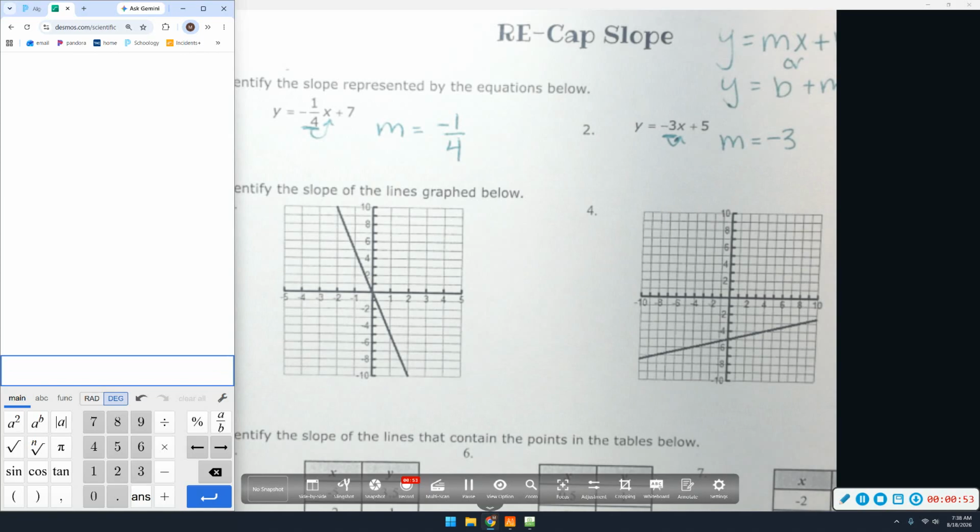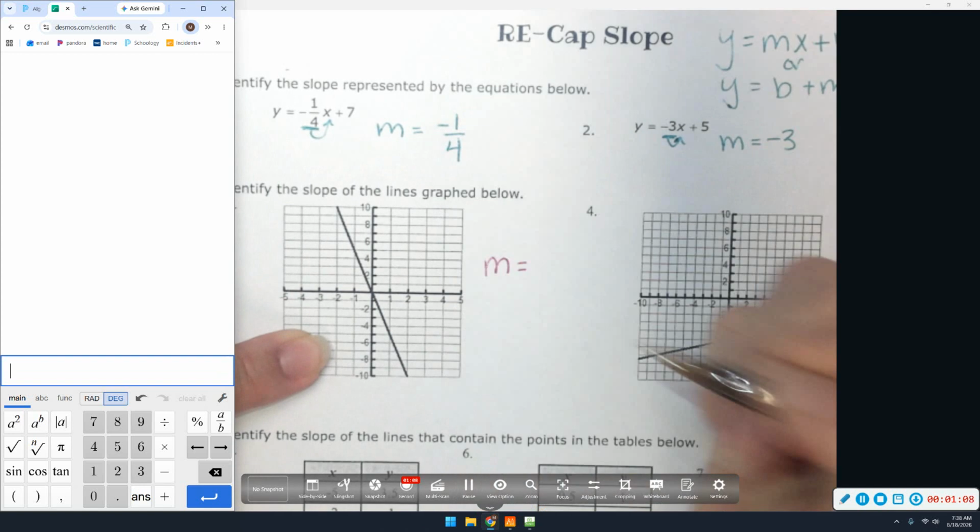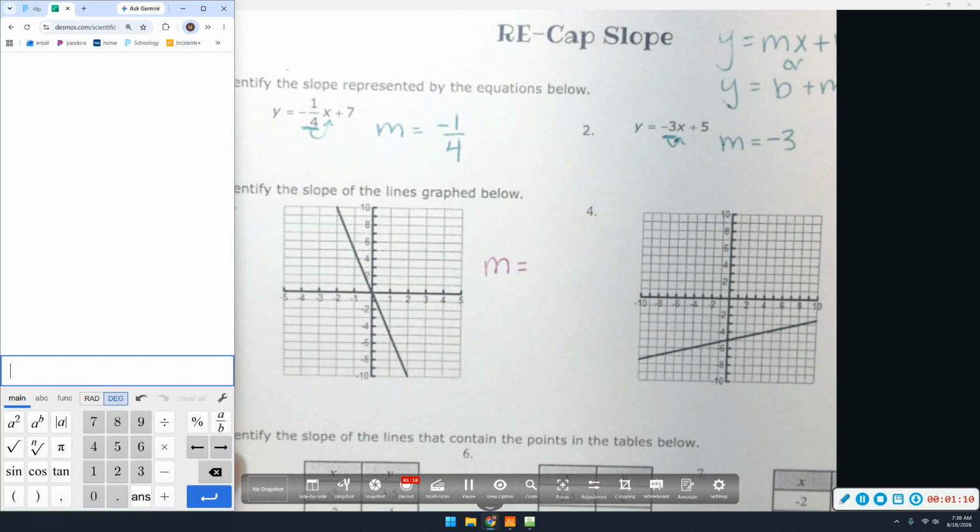Okay, next is graphs. I feel like this is where we struggle the most, just because we question if we want to use rise over run or if we want to use the formula. So I'm going to do one in both ways, yes? Okay, so on the first one, we will do rise over run. And before I even get started, y'all, what kind of slope is this? Negative. So before I forget, I'm going to put a negative.